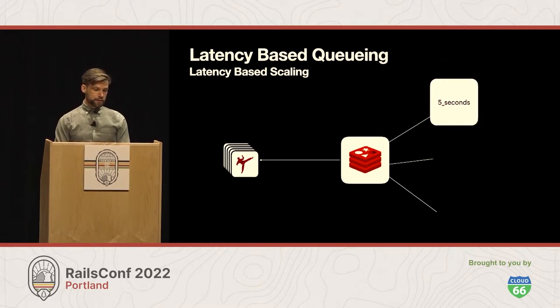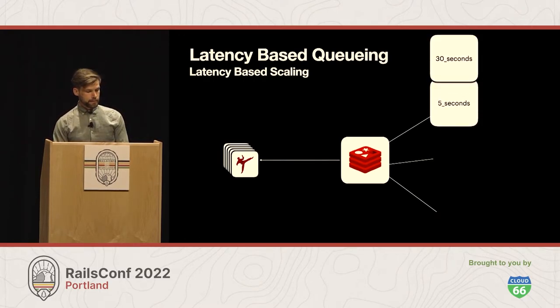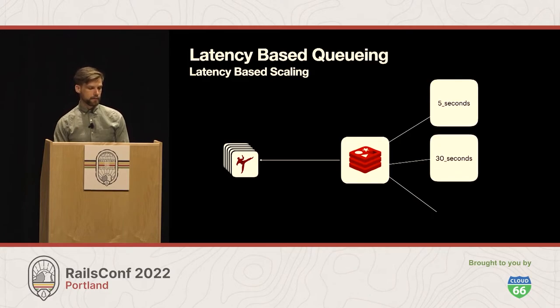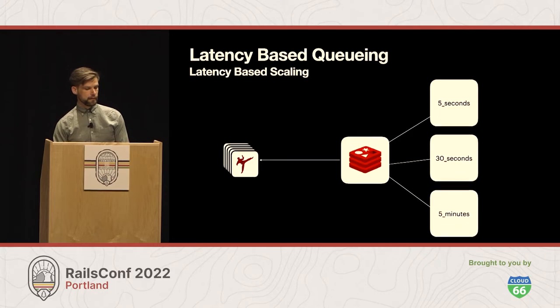And one of the things that we should consider is latency-based queuing. So having queues that have similar job latency. So if a job takes 5 seconds, it should go into that 5-second queue, and a Sidekiq process should focus on draining that queue. This is, again, more just about capacity planning so that you don't have long jobs blocking short jobs.